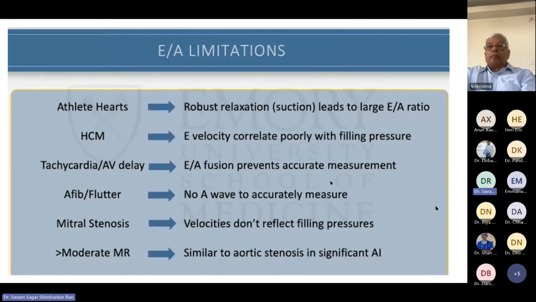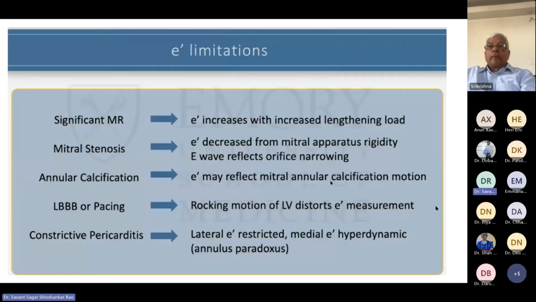In mitral stenosis, velocity does not reflect the filling pressures, and similarly in moderate MR, aortic stenosis, and significant aortic insufficiency. So E prime limitations: significant MR, mitral stenosis, annular calcification, left bundle branch block or pacing, and constrictive pericarditis, in which we can inaccurately assess the E prime. So this was the diastolic function and the summary.